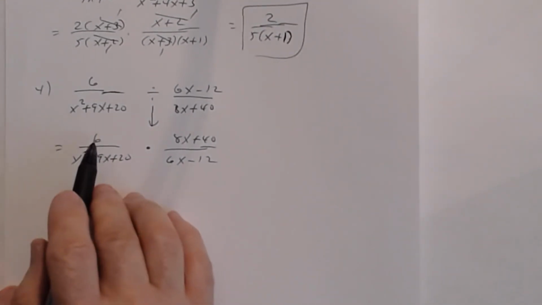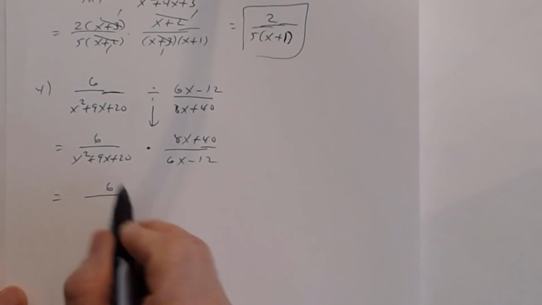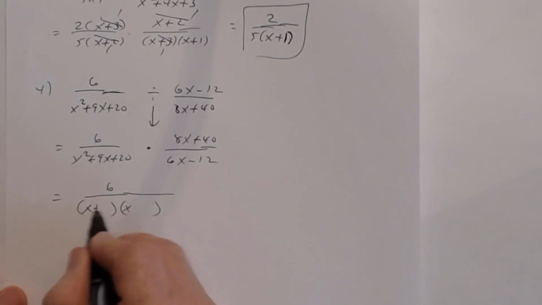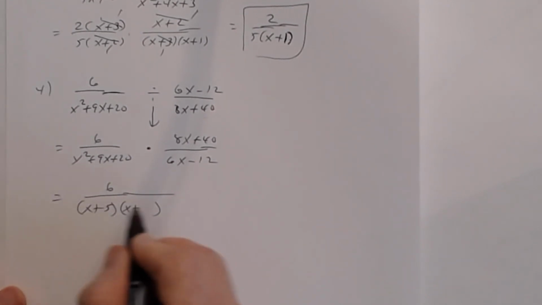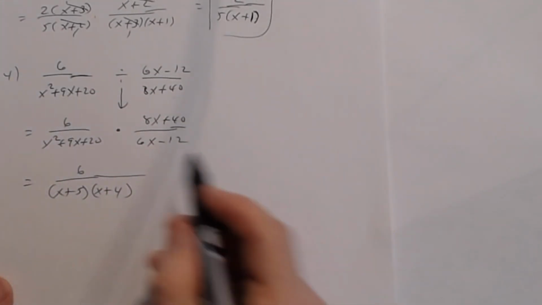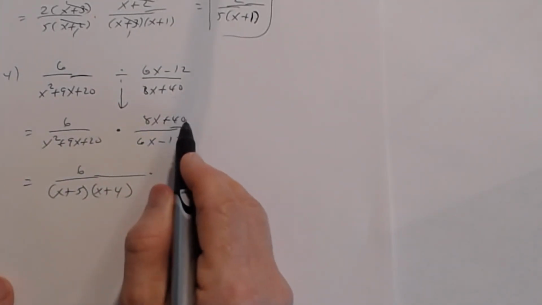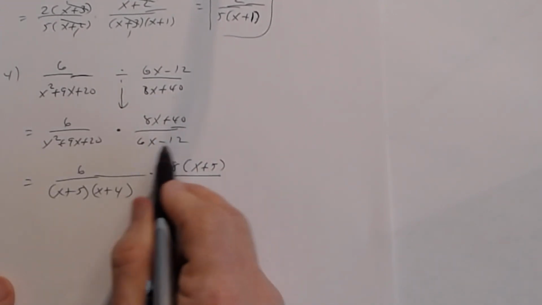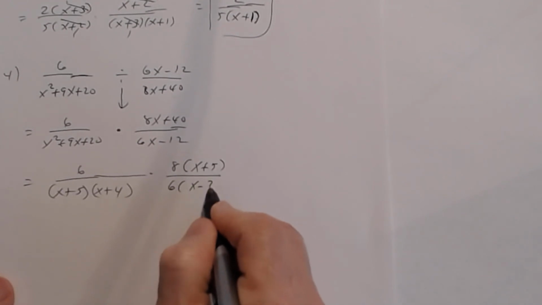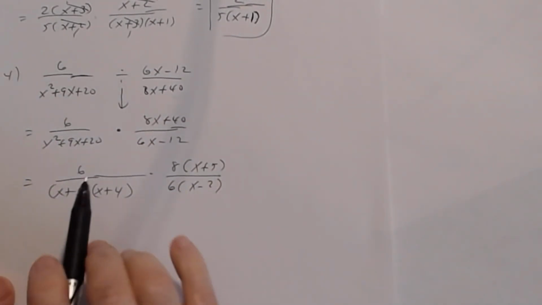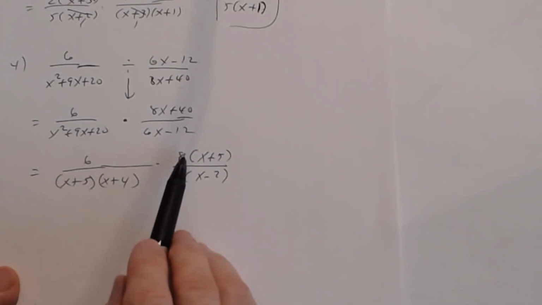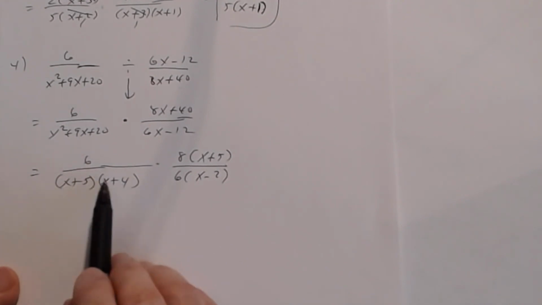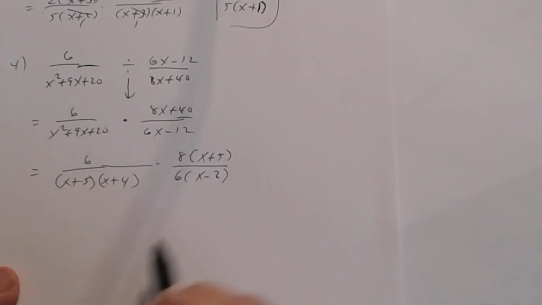Now reduce. This is a monomial. There's nothing to do there, so I'm going to rewrite it. This I can factor as, let's see, that'll be x plus, it looks like 5 and 4. So x plus 5, x plus 4. Times, over here, in the numerator here, I can factor out an 8. So it'll be 8 times x plus 5. The denominator, I can factor out a 6. So that's 6 times x minus 2. All right, so let's talk about your factors. My factors are 6, 8, and x plus 5. In the denominators, my factors are x plus 5, x plus 4, 6, and x minus 2.